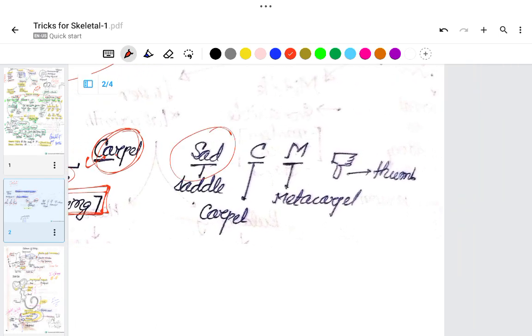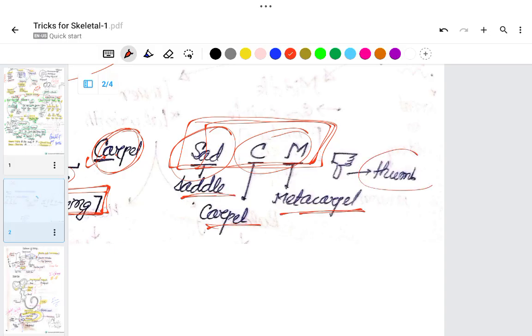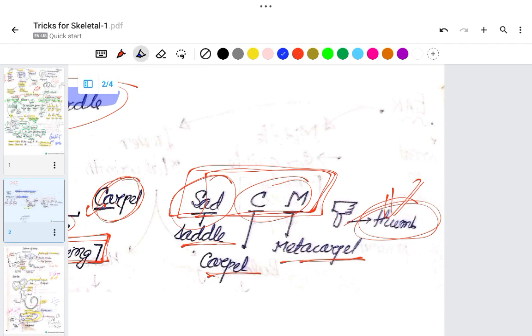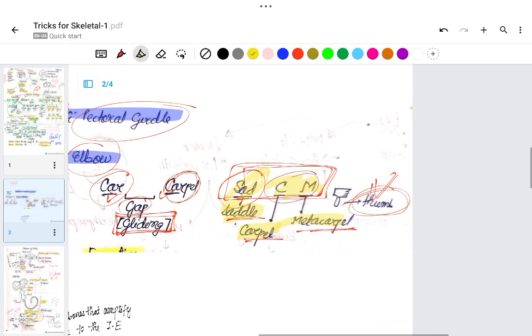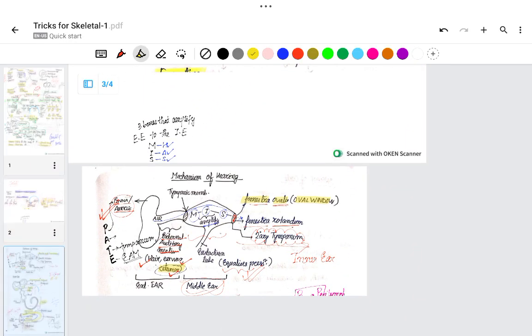And SAD CM. Suppose a CM is SAD. Chief Minister of a state is SAD. So it is saddle, carpal and metacarpal, of which thumb joint is the saddle joint. Thumb joint is saddle joint. So saddle CM, that is saddle, carpal, metacarpal. Okay. Any other? We have discussed everything.